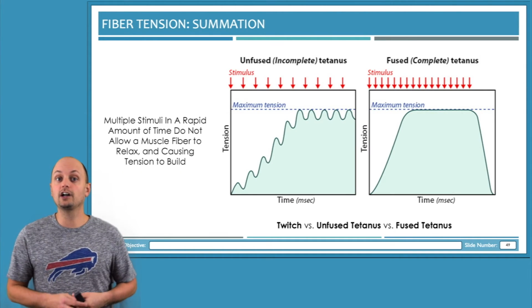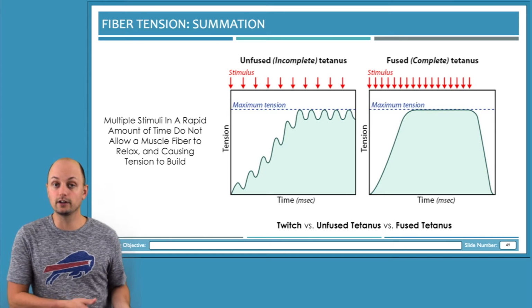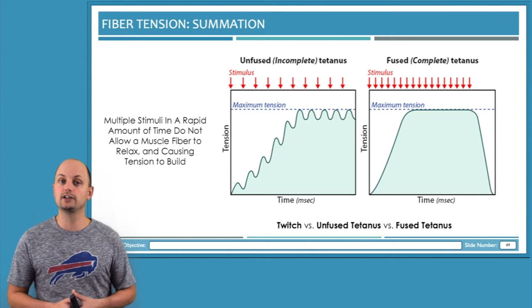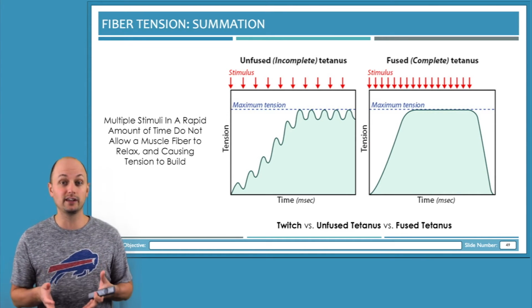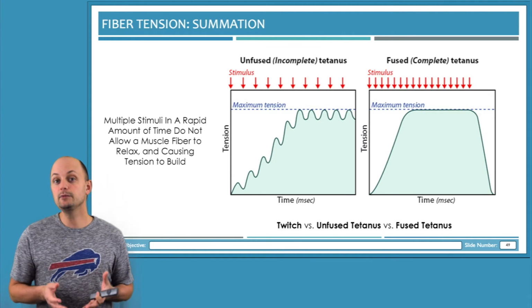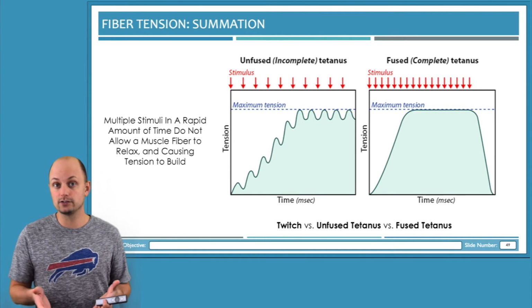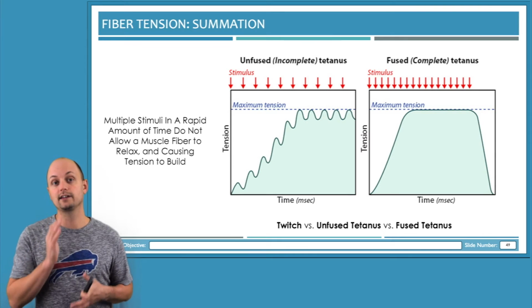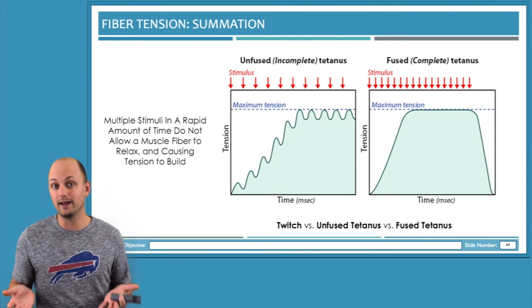Moving on, when we talked about graded potentials earlier in neurons, remember I made a point to mention how a single EPSP wasn't really enough to do anything. The same is true for a single twitch. This is the reason why drugs like succinylcholine are really problematic.